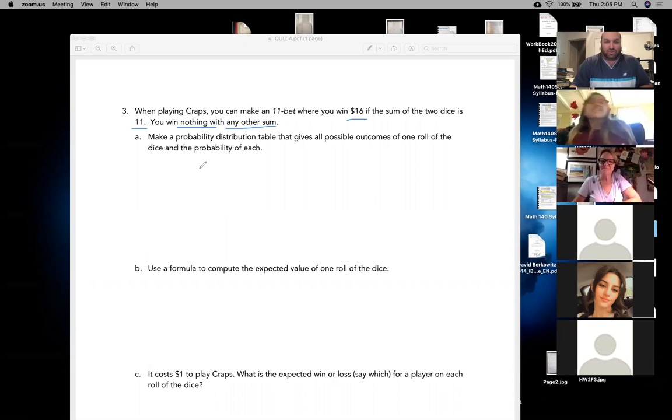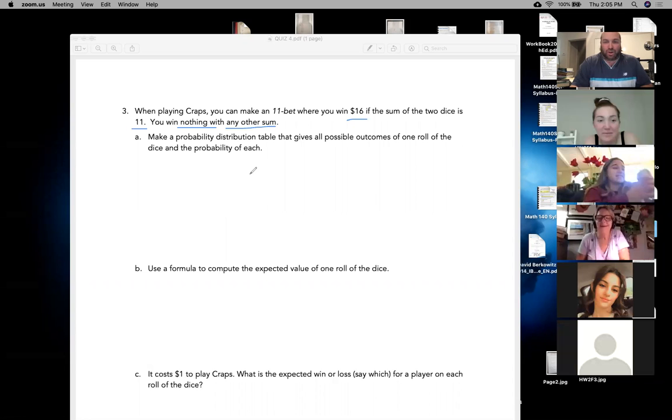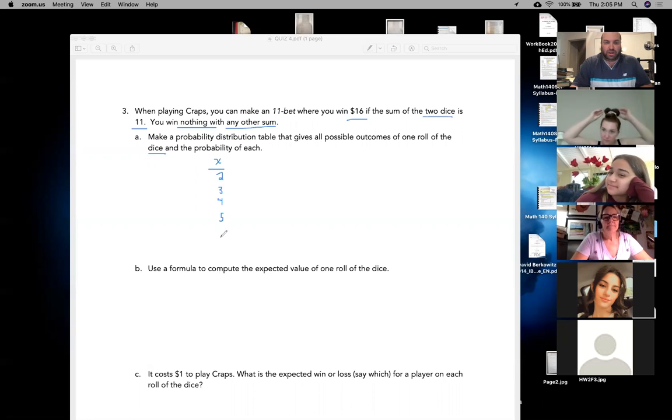So make a probability distribution table that gives all possible outcomes of one roll of the dice. Remember, we're dealing with two dice here. So what are the possibilities for the outcomes for one roll of the two dice? What are our possible outcomes? Well, we can get a 2, a 3, a 4, 5, all the way to a 12, right? Those are the outcomes.